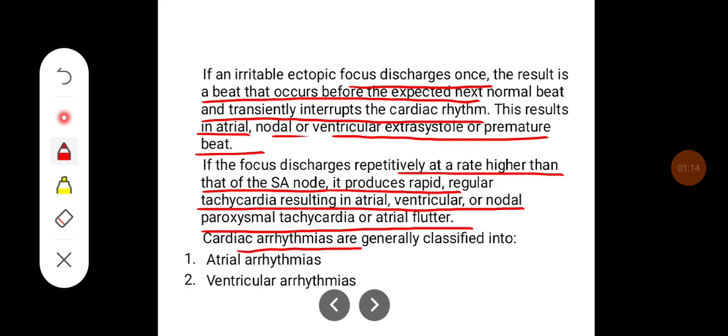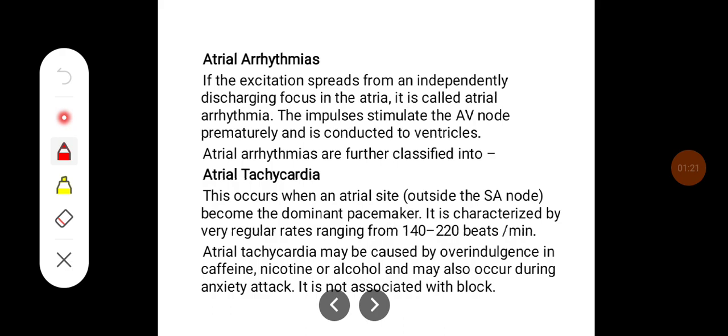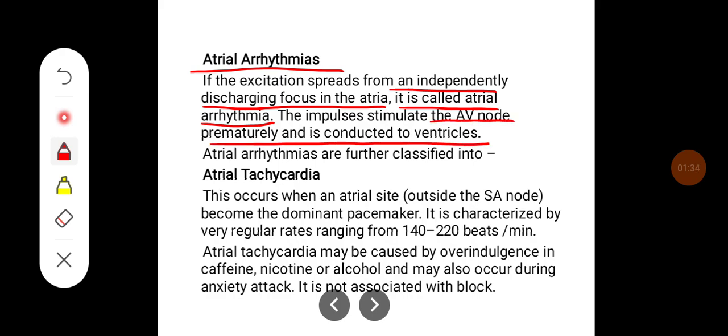The cardiac arrhythmias are generally classified into atrial arrhythmias and ventricular arrhythmias. Atrial arrhythmias: if the excitation spreads from an independently discharging focus in the atria, it is called atrial arrhythmia. The impulses stimulate the AV node prematurely and it is conducted to the ventricles. Atrial arrhythmias are further classified into atrial tachycardia, flutter, and fibrillation.